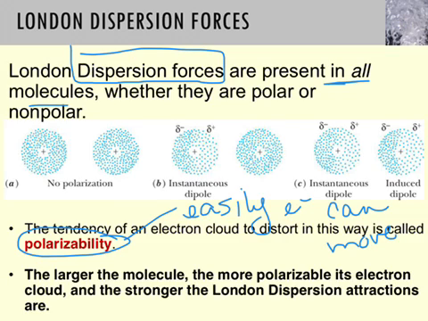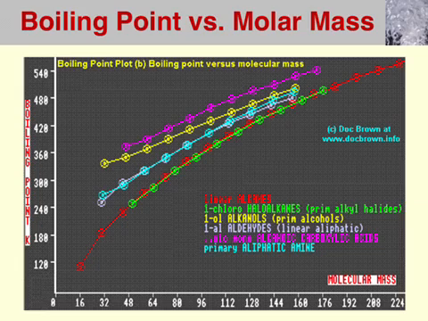So what that means basically is the larger the molecule, the farther out its electrons are going to be, the farther away the valence electrons will be from the nucleus, and therefore the easier it is to distort those electrons or to move them around. That's called polarizability. If you can distort an electron cloud and move it around, then it's polarizable. That leads to higher London dispersion forces. Bottom line, the larger the molecule, the stronger the London dispersion attraction.